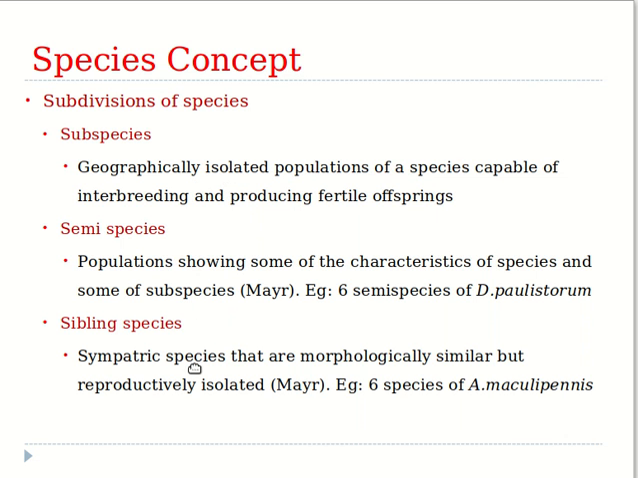In sibling species, two populations are there of the same, maybe just imagine it is species. Two populations of the same species live in the same area, but no interbreeding can happen between these two species. So, they are reproductively isolated, but morphologically they are very similar, and hence unless we study the biology part of the species, we may not be able to understand that they are two different sibling species. Okay. I hope it is clear.